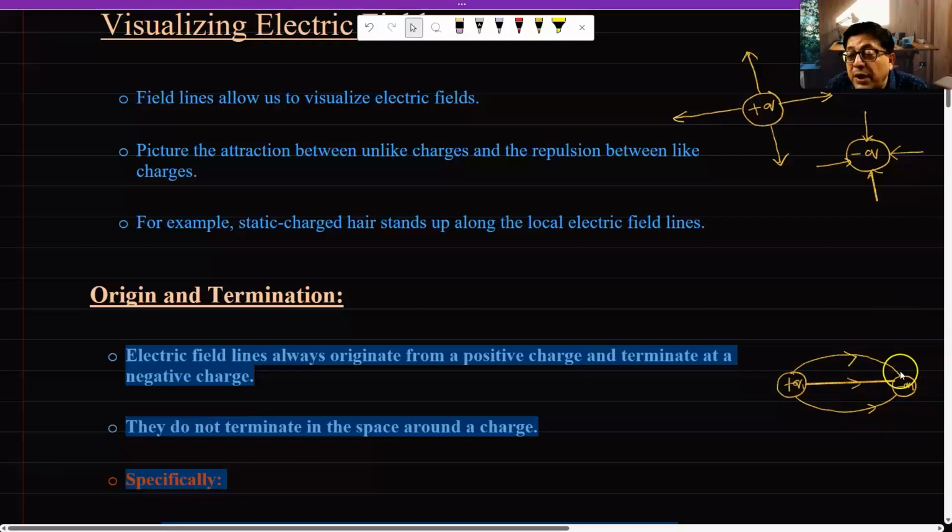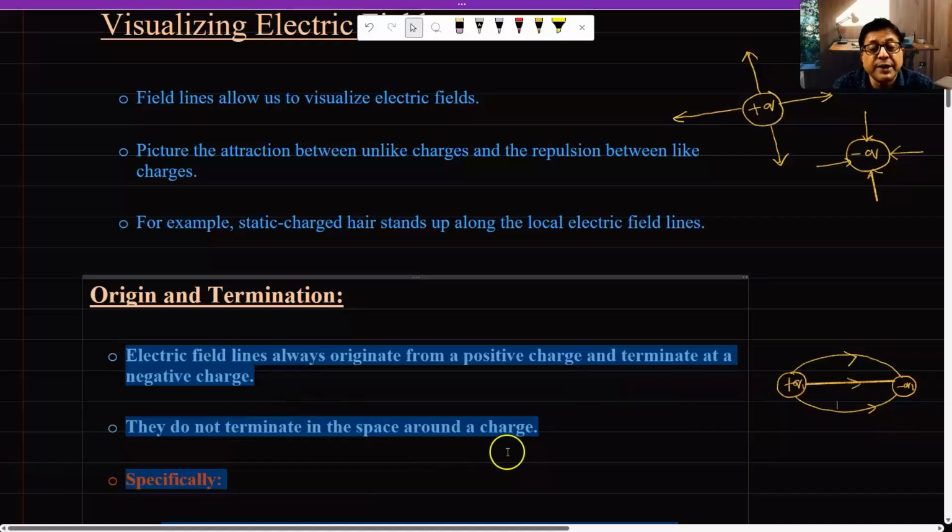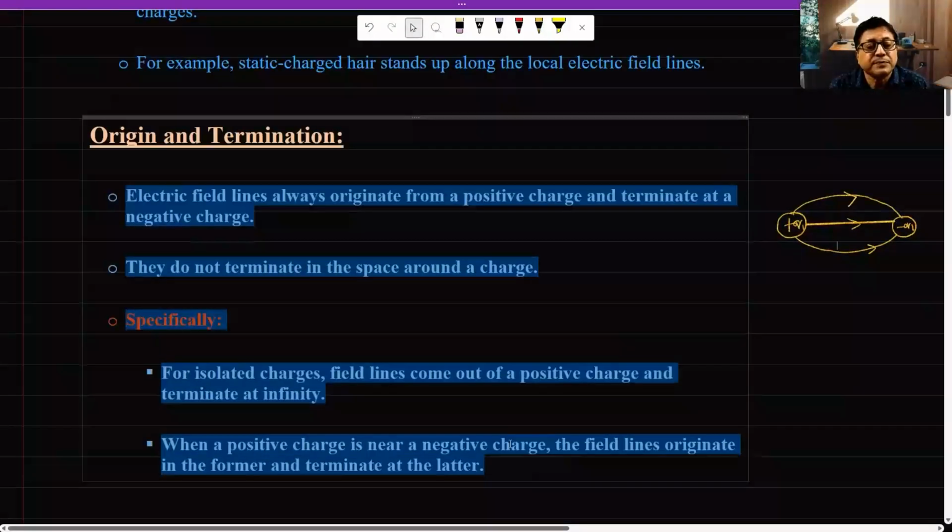This you should remember when you are drawing electric lines of force in a complex situation. They will never terminate in the space around a charge, positive or negative, it doesn't matter. It will never terminate. Okay? Specifically for isolated charges, field lines come out of a positive charge and terminate at infinity. That I showed you. When a positive charge is near a negative charge, field lines originate in the former and terminate at the latter.